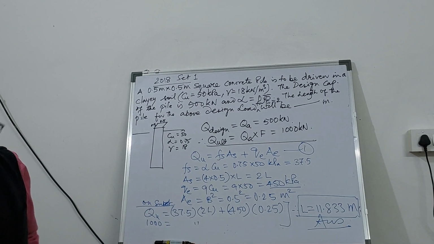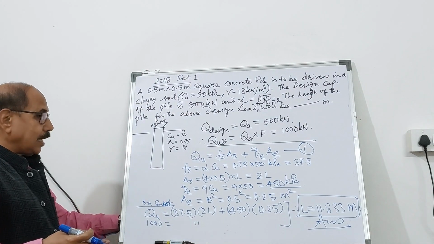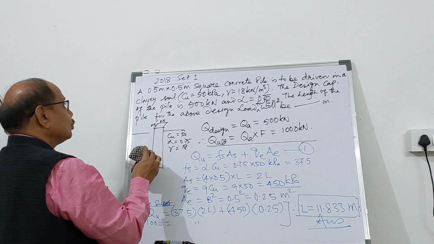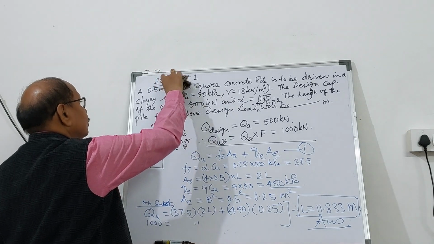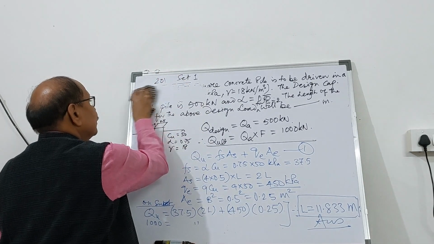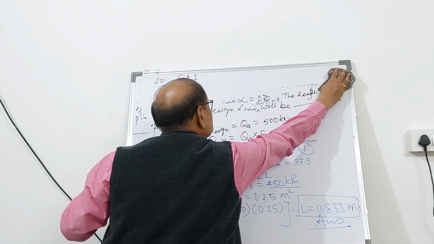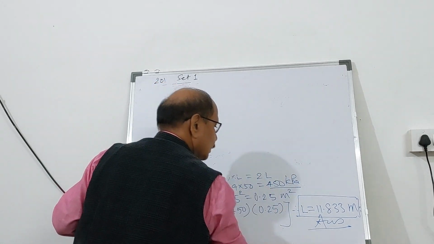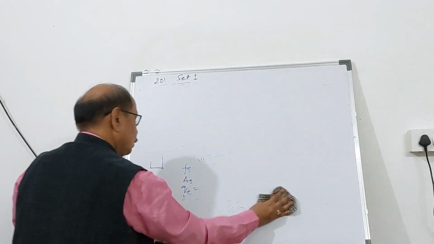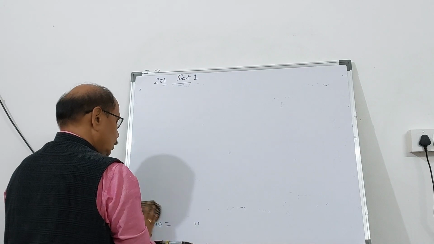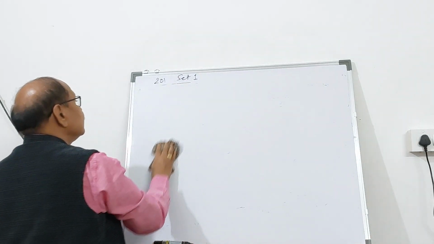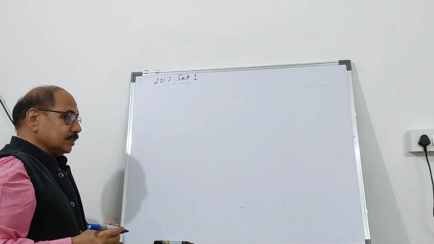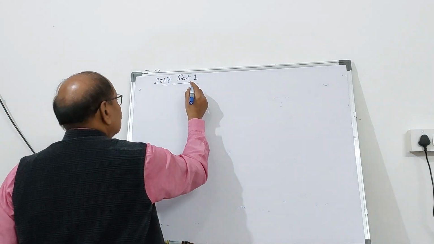So the GATE problems are like this, and I will take one more problem, that is 2017. So we will be going to the next problem, and that is also quite interesting. So you are seeing that the problems are going to be quite interesting. 2017, set 2.